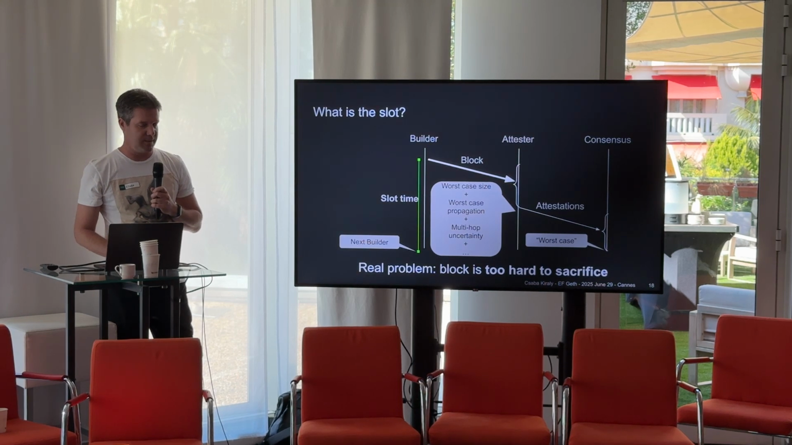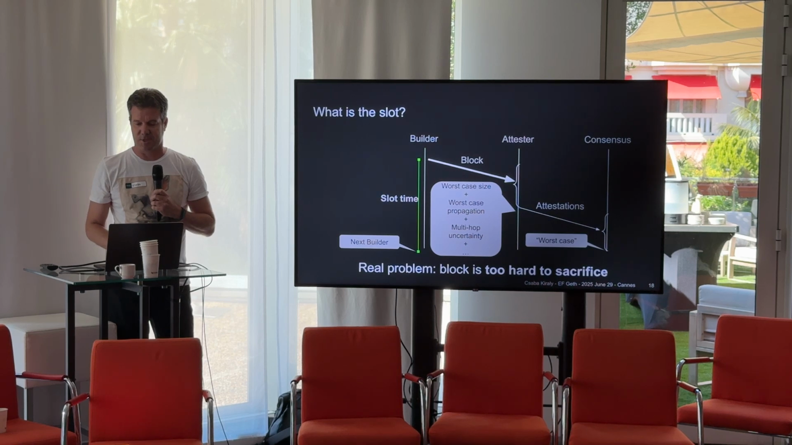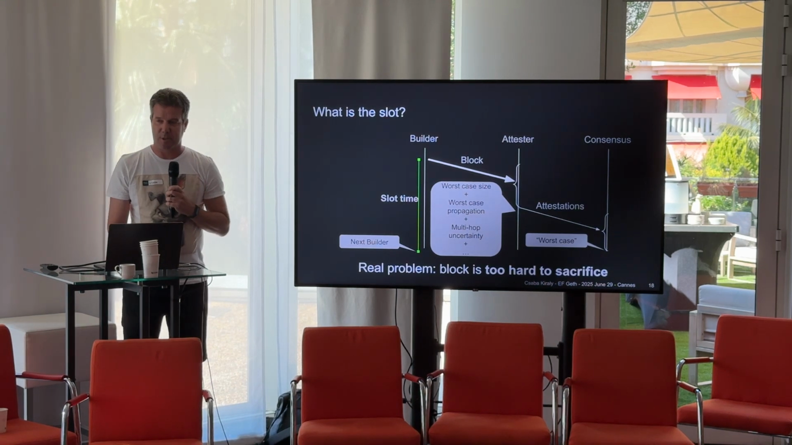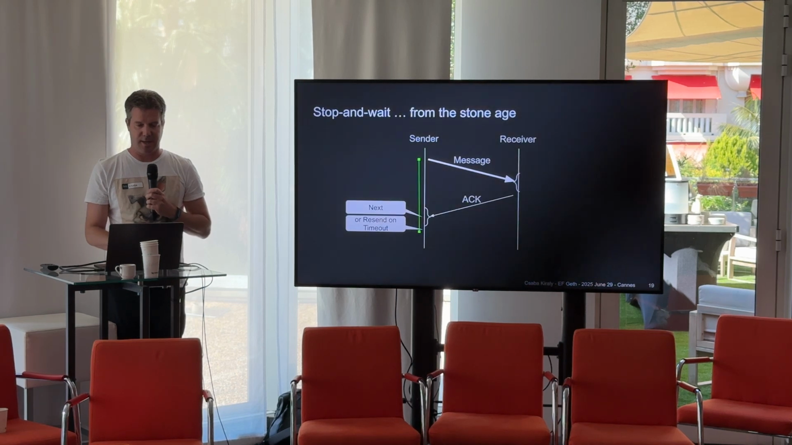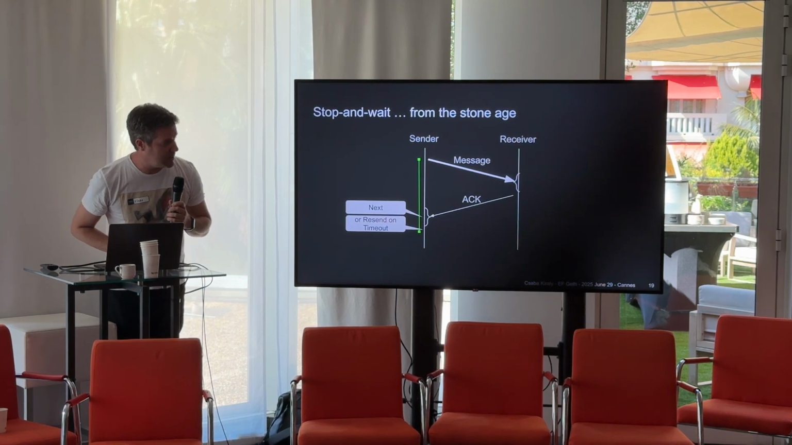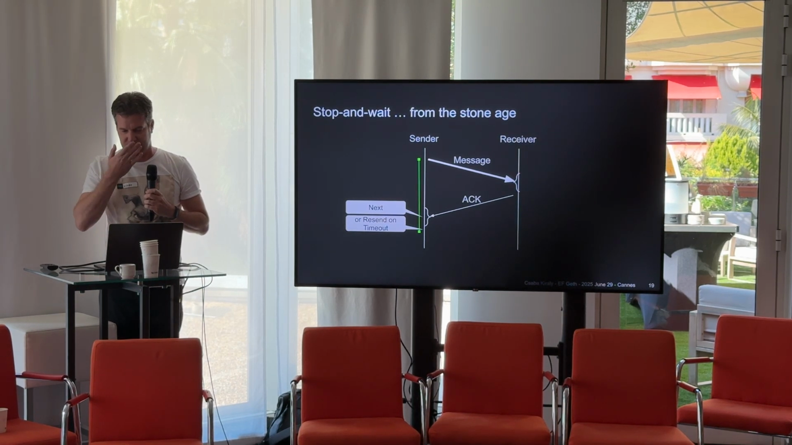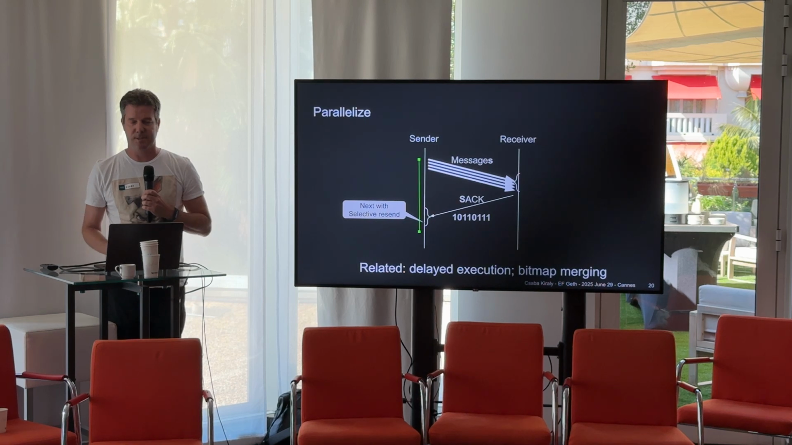So the real problem is that we have to deal with this third case because it's too hard for us to sacrifice a block. And this is kind of my thesis here, that we should make this much simpler. We should make it simpler to sacrifice a block in the system, and then you can scale. And actually, this thing that I've shown to you at the beginning, we call stop and wait, and this is from the Stone Age in networking terminology, like from the 60s, or I don't know. And then networking was evolving, and we developed a bunch of techniques. So we know how to parallelize.